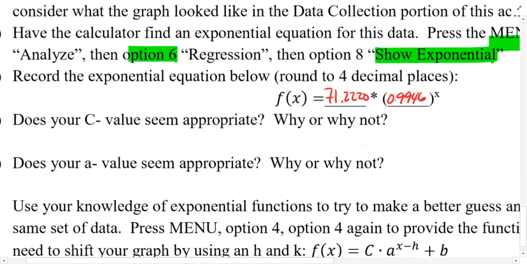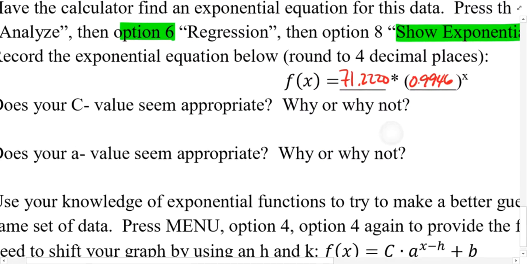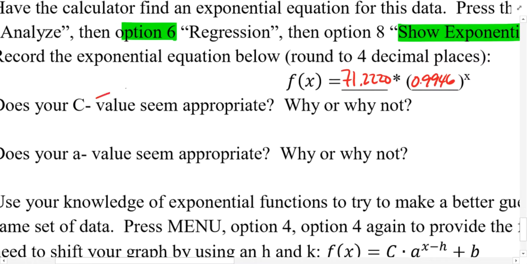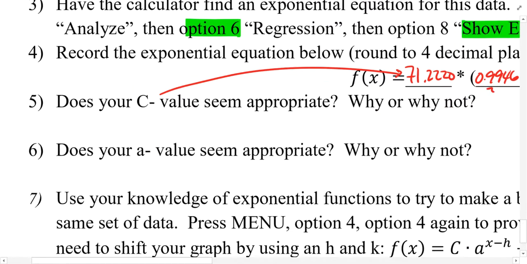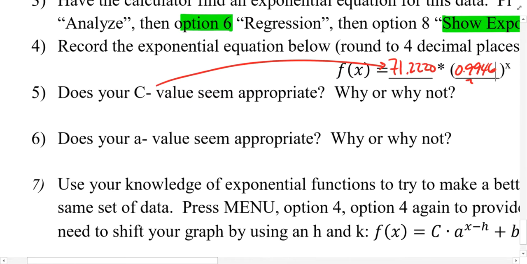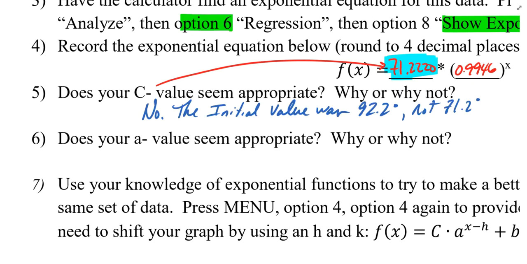And so I've recorded the exponential equation here, and we've got a c value of 71 and an a value of 0.99. Does that c value seem appropriate? Why or why not? Take a moment and provide a response here. Does this number seem appropriate? If so, explain why. If not, explain why.